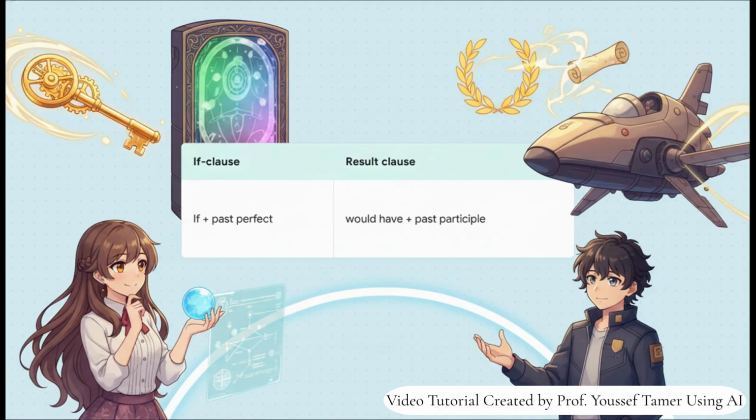The formula here is the word if plus the past perfect tense. So, for example, if I had known. Then on the right side, we have the result clause. This is what happens in that new timeline. The formula here is would have plus the past participle, like would have helped. So if plus past perfect on one side, would have plus past participle on the other. It is a precise two-part system.